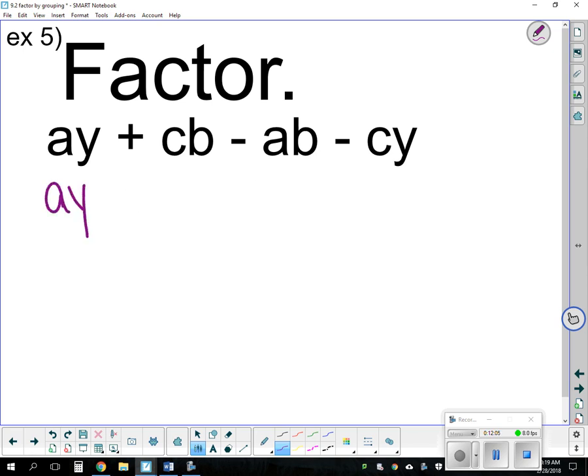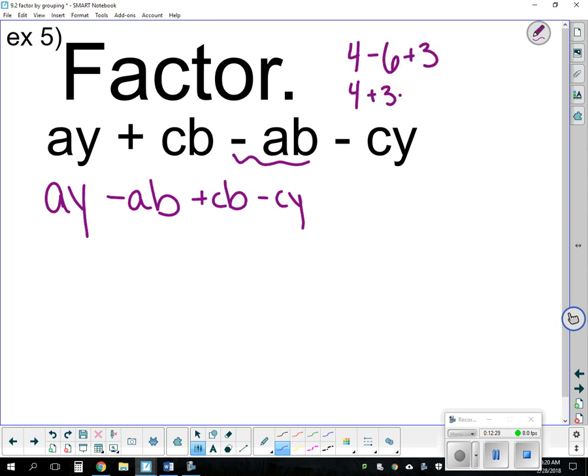So if I leave AY first, could I take one of these other terms and move it next to that, and it would have a GCF? Sure, you can take this negative AB and bring it out front. And then put your plus CB, and then your minus CY. And keep in mind you can do this, because if I did this with numbers, say I had 4 minus 6 plus 3, that'd be the same as 4 plus 3 minus 6. Because 4 minus 6 is negative 2, plus 3 is positive 1. 4 plus 3 is 7, minus 6 is 1. So as long as you keep the sign with the number, you can rearrange that.